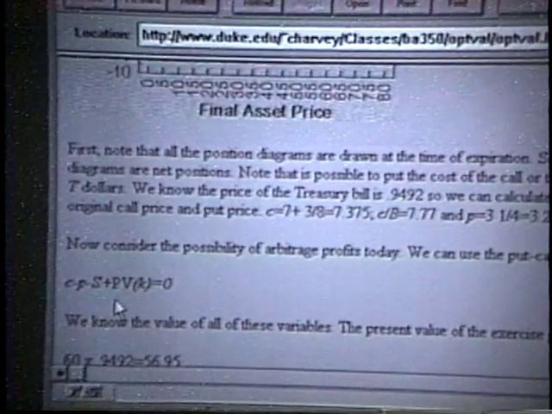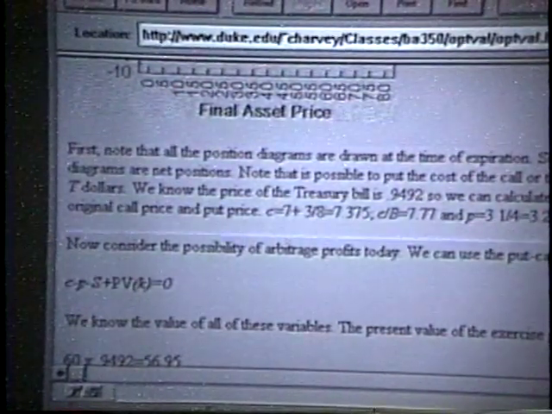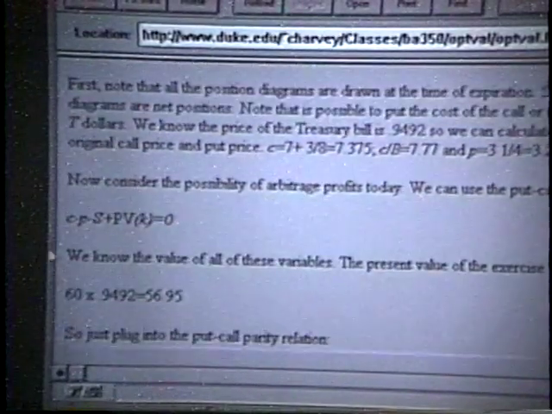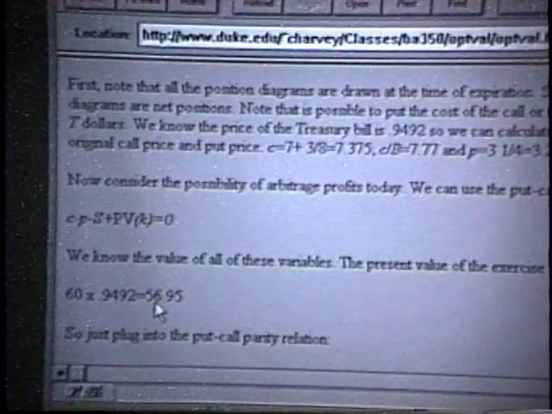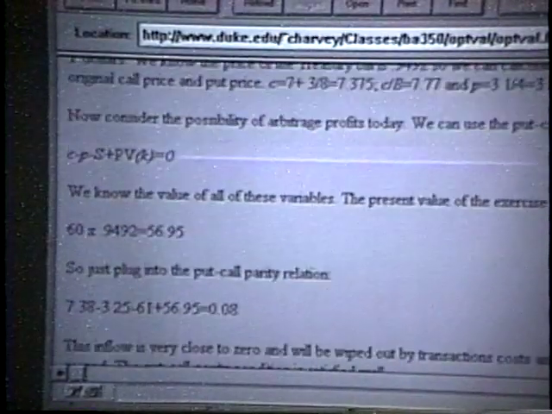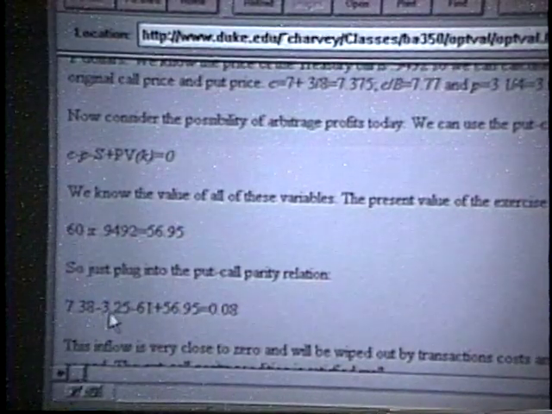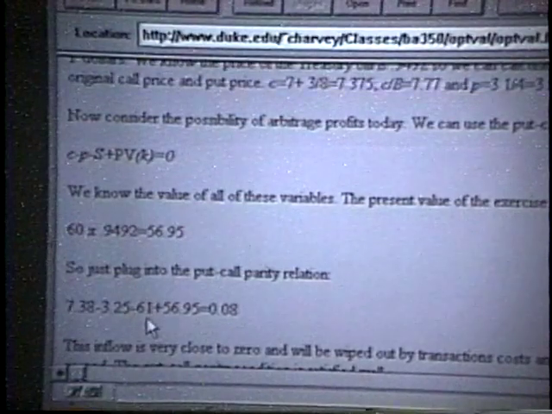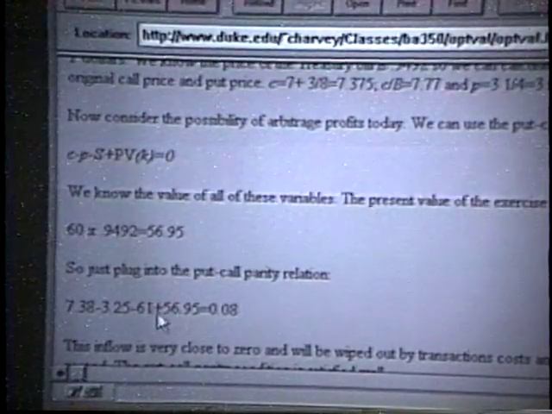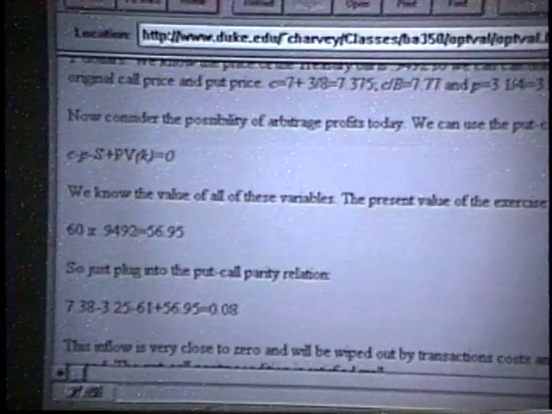So what is the present value of the exercise price? Well, the exercise price is 60. Multiply it by the T-bill price, or the price of a zero coupon bond. So it's $56.95. Plug into the put call parity relation. So C is 7.38, minus P, which is 3.25, minus S, which is 61, plus PV of K, which is 56.95, and it equals 0.08.